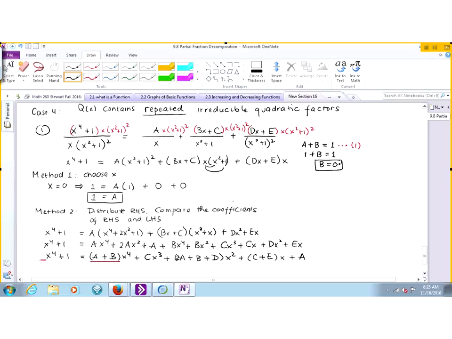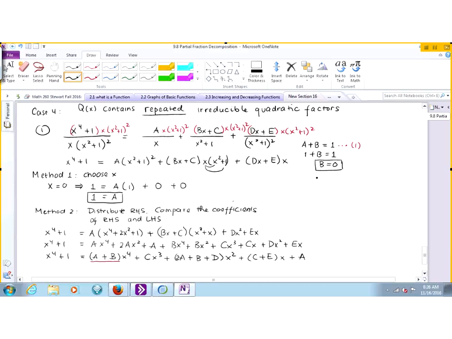So it helps if we could get at least one number. Coefficient of x to the 4. What is the coefficient of x to the 4th on the left? 1. So this is 1 x to the 4, right? So that's why a plus b must equal 1. Good. Now, let's move on.